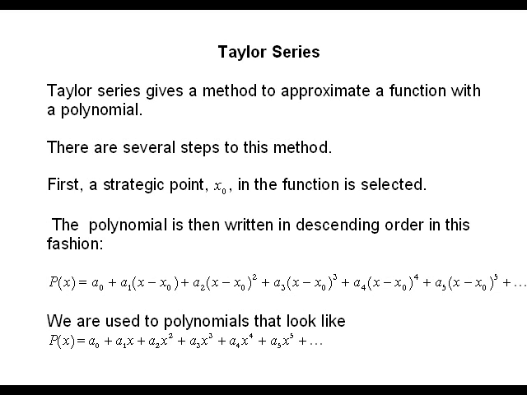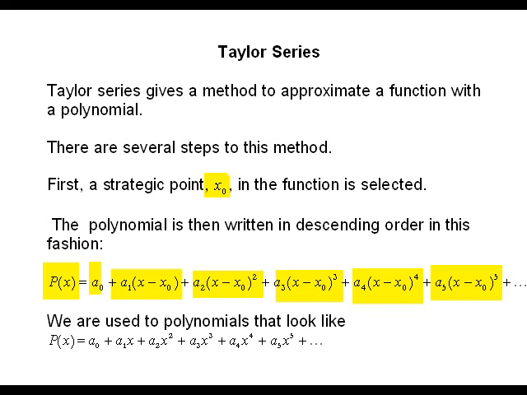There are several steps. First, you need to pick a strategic point. I'm going to call that x naught. Then I'm going to write out this polynomial in descending order. It would have a constant term, then a linear term, then a square term, then a cubic term, x raised to the fourth, x raised to the fifth.